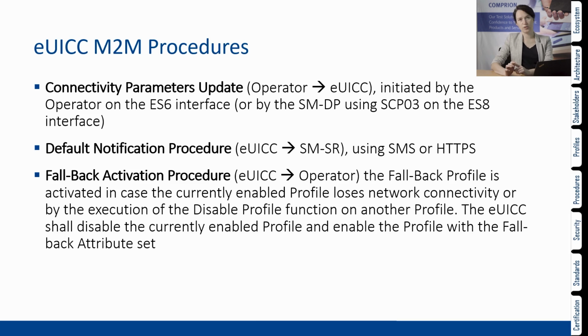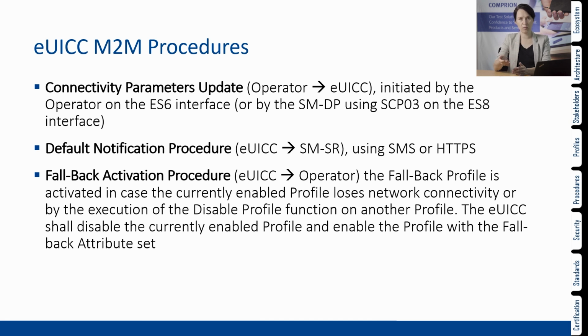Fallback activation procedure. This goes from the EUSSC to the operator. By this procedure, the fallback profile, remember, this is the profile which is quite important in the M2M to assure the connectivity, is activated in case the currently enabled profile loses network connectivity, or by execution of the disable profile function on another profile.